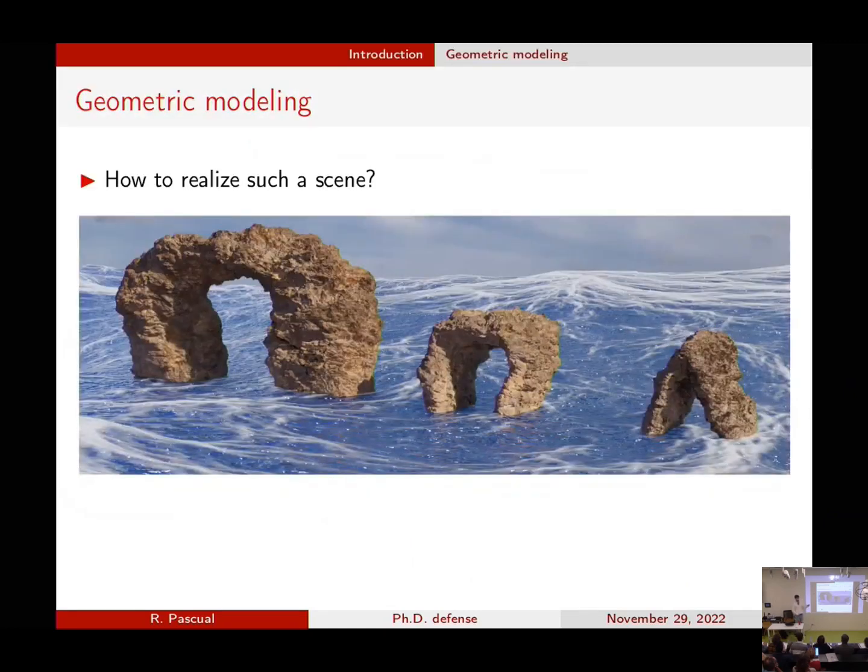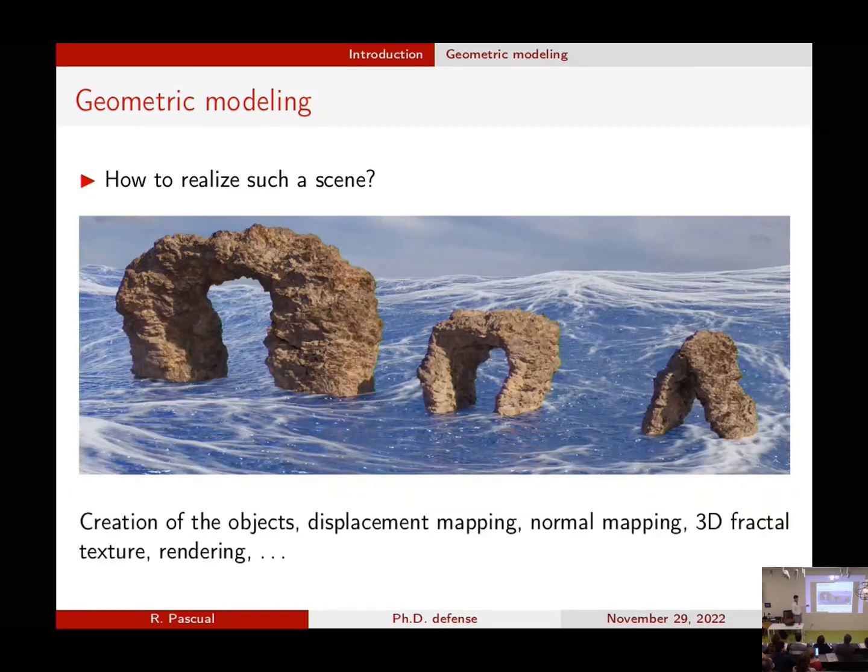The question is, how can we make such scenes? Well, the first step is to build a rough shape of the objects. And then we add details. This detail, it can be normals, displacement, noise, and finally, we render the scene to obtain the object. Well, my thesis, it's about the first part, the creation of the objects.